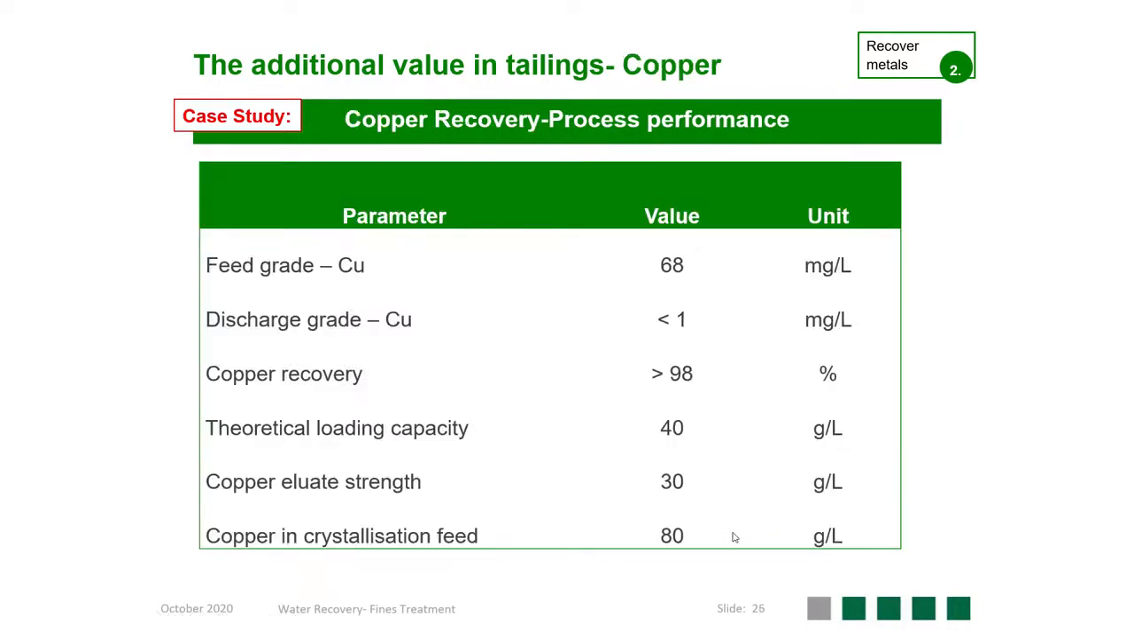Another example of this is copper recovery process, where a feed grade of 68 milligrams per liter was fed to the ion exchange plant. More than 98% of this copper was recovered, and it was upgraded to a crystallization feed of 80 grams per liter.